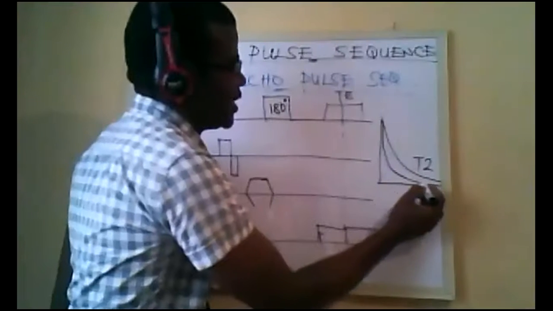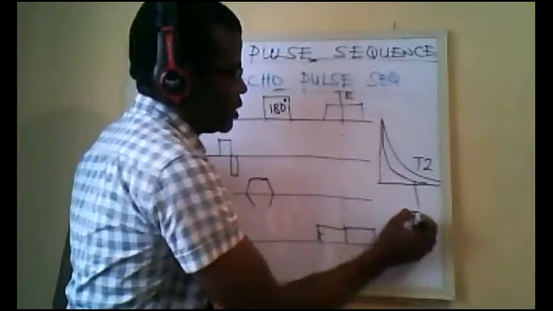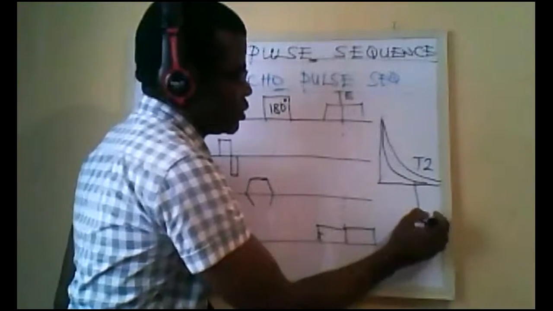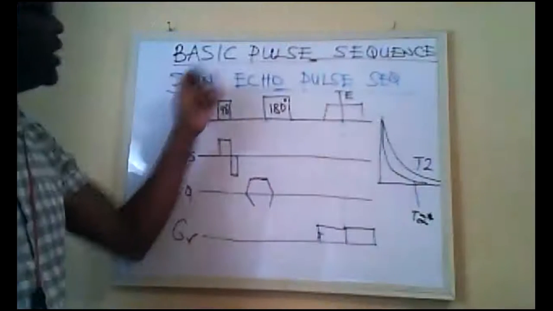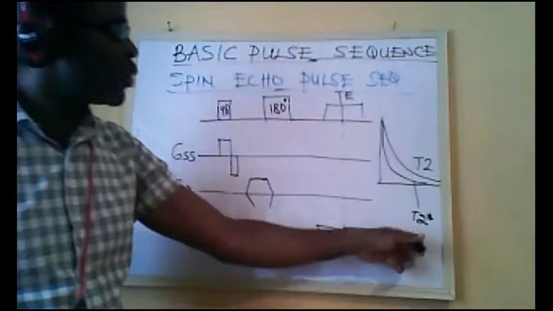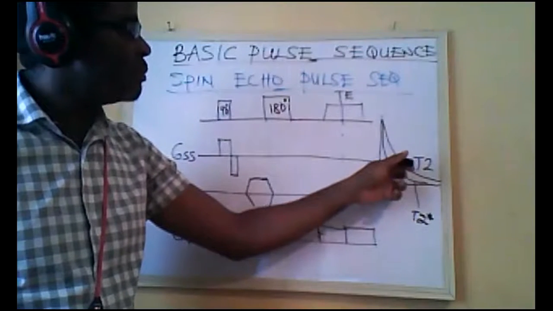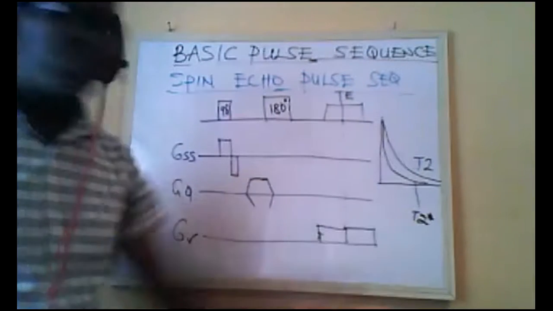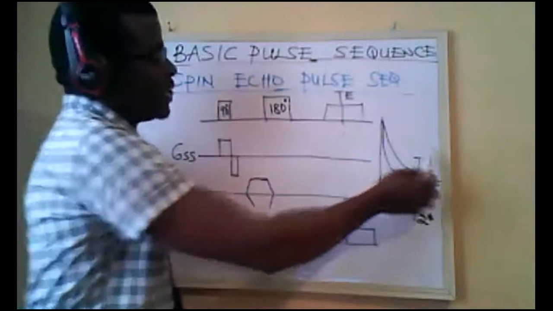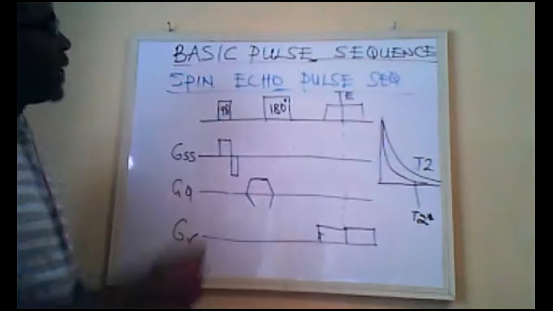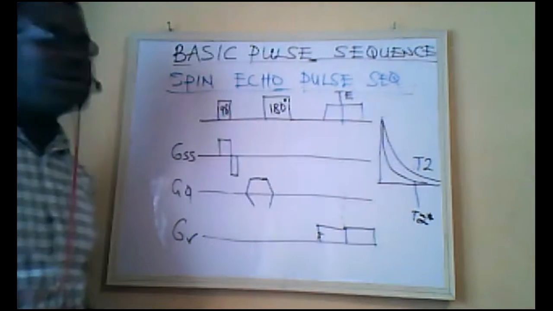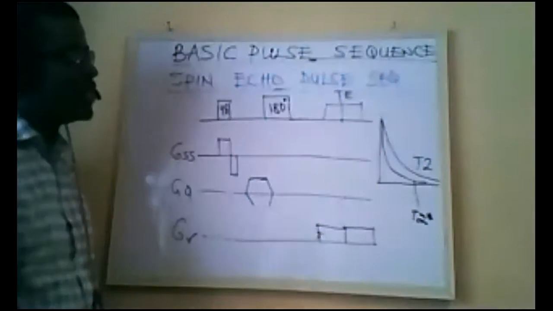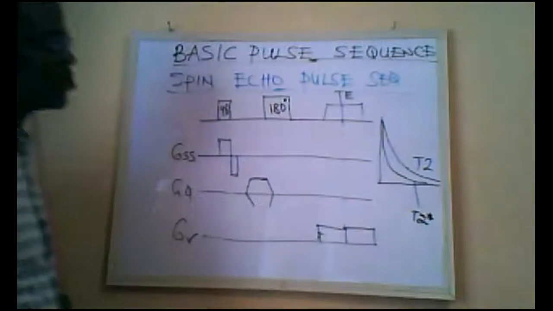So we will now have a faster rate of decay, which we call T2 star. Because of this, the decay of a spin echo is influenced by T2 star decay rather than by T2. So we apply this 180 degree pulse in order to make the spin echo dependent on T2 instead of T2 star.